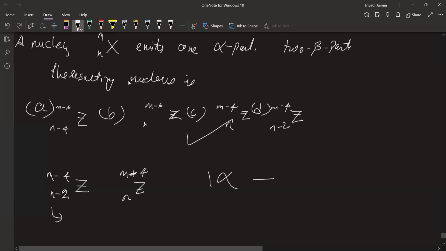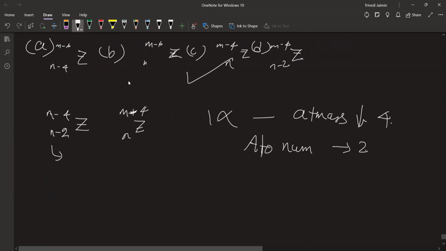One alpha particle means atomic mass decreased by 4 and atomic number by 2. Then with 2 beta particles here, the atomic number increases by 2.